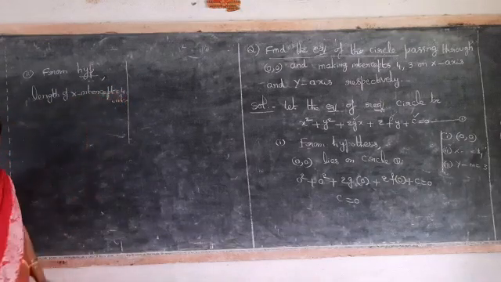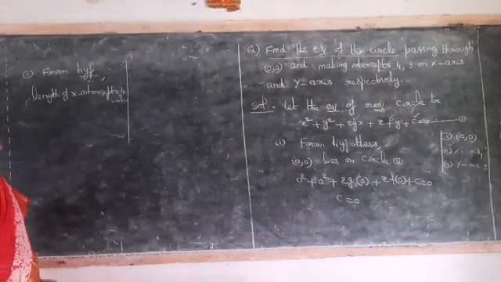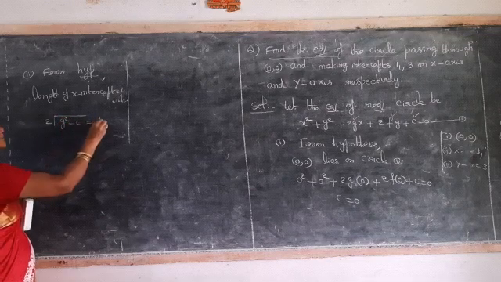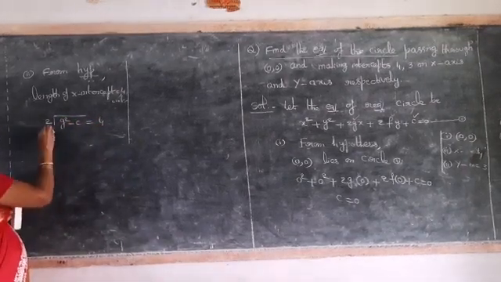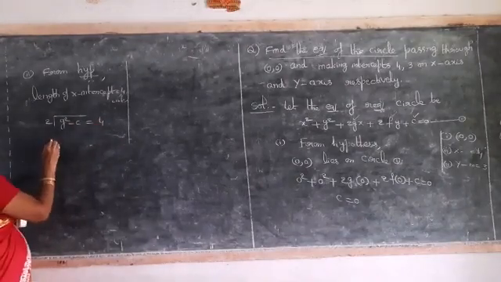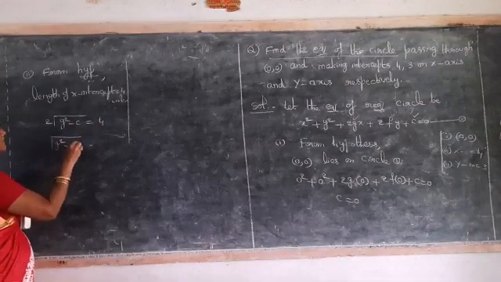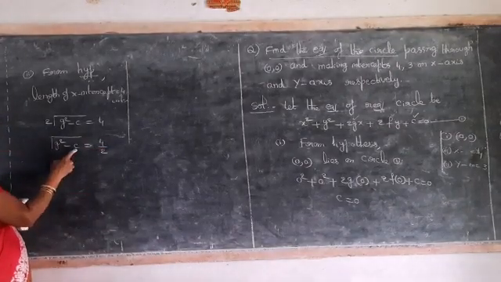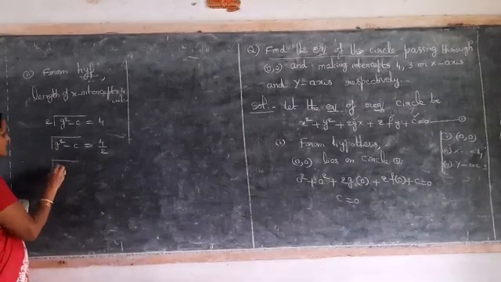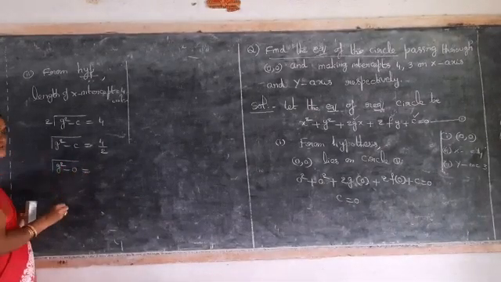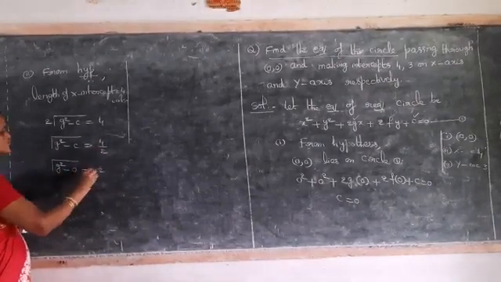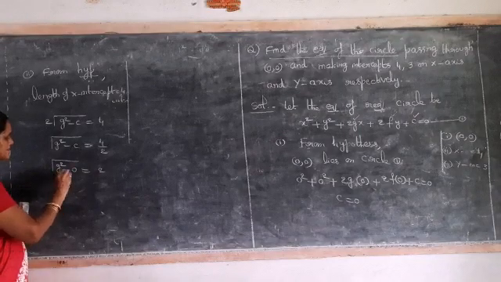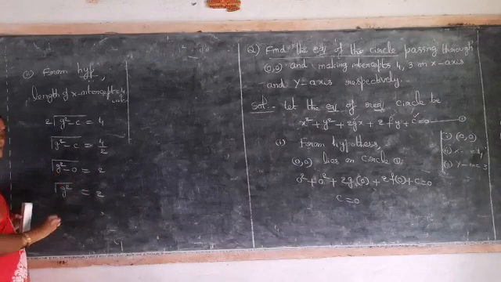Length of x-intercept is equal to 4 units. So formula: 2 root of g square minus c is equal to 4. Okay. Now I set 2 on the right side. You get root of g square minus c is equal to 4 by 2. So here we put c is equal to 0. You get root of g square minus 0 is equal to 4 by 2, that is 2. Next, root of g square minus 0, that is g square, is equal to 2.